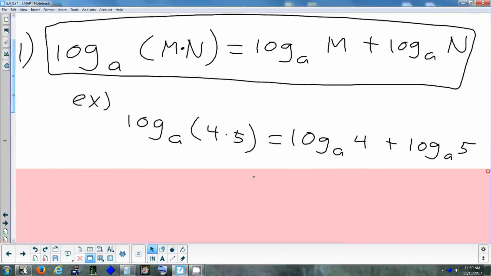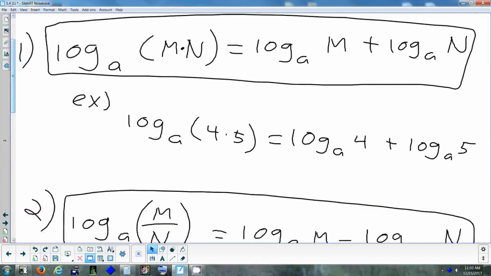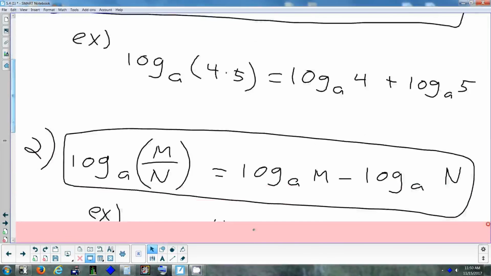Alright, so that's the rule when we have a multiplication. What do you think would happen when we have division? How do you think division would split apart? Yeah, it splits as subtraction. You have to subtract it in that order. Log of the top minus log of the bottom. That can't be switched, because 5 minus 2 is not the same as 2 minus 5. You can't switch the order with subtraction.